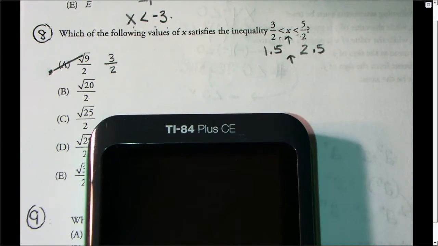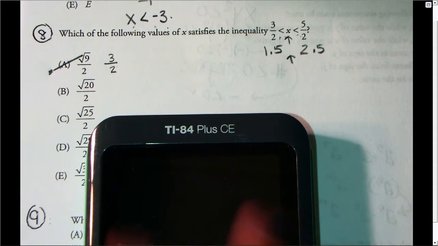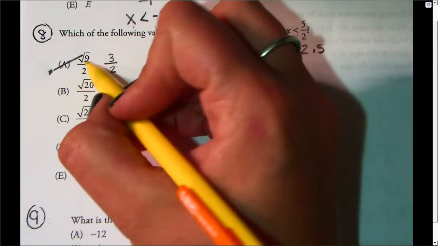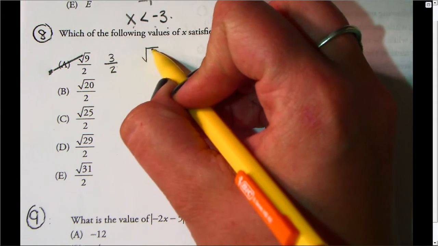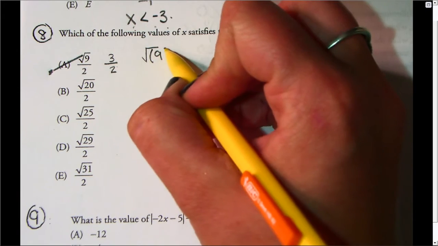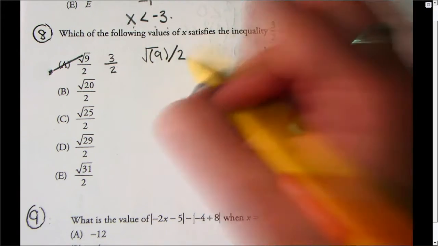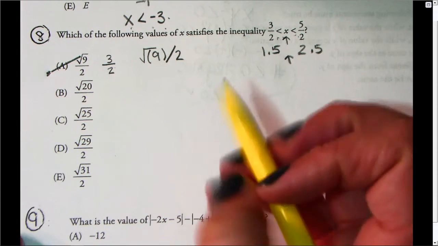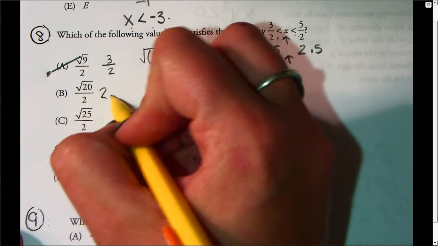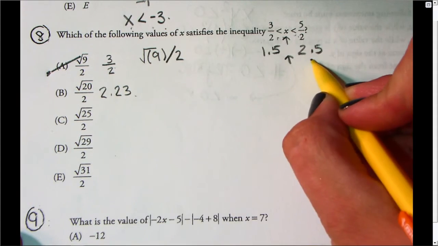But if you are not using a TI-84 CE, if you're using just an old 84, you will have to close parentheses. The way that your calculator will do it, it's going to open a set of parentheses. You're going to have to close it, then divide by 2. If you don't, it's not going to give you the right answer. So just be careful. The square root of 20 over 2 is about 2.23. So notice how that is between.